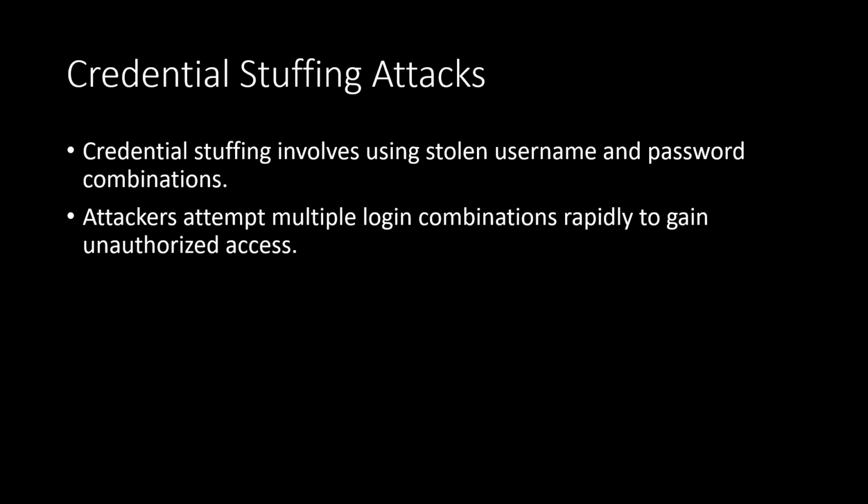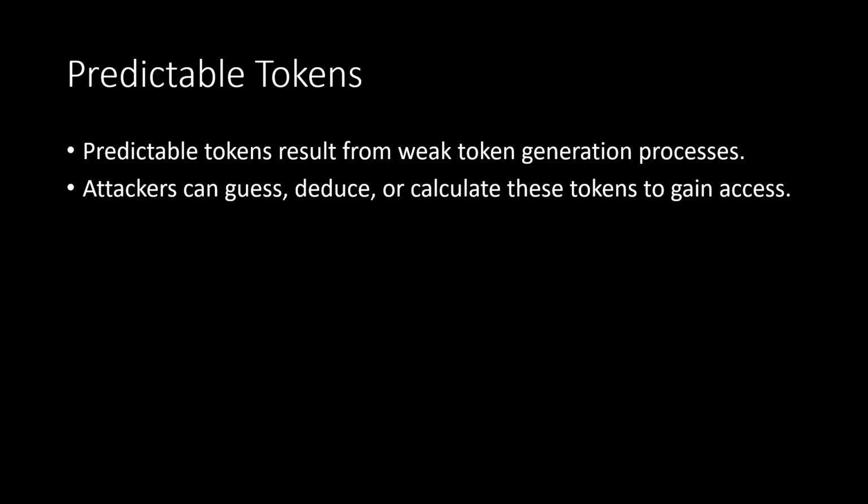Credential stuffing is a type of attack where attackers use stolen username and password combinations from data breaches to gain unauthorized access. This method allows attackers to attempt numerous login combinations rapidly, often succeeding in compromising accounts. Predictable tokens are generated through weak processes, making them susceptible to attacks. If tokens are easy to guess, deduce, or calculate, attackers can use them to gain unauthorized access to the API.